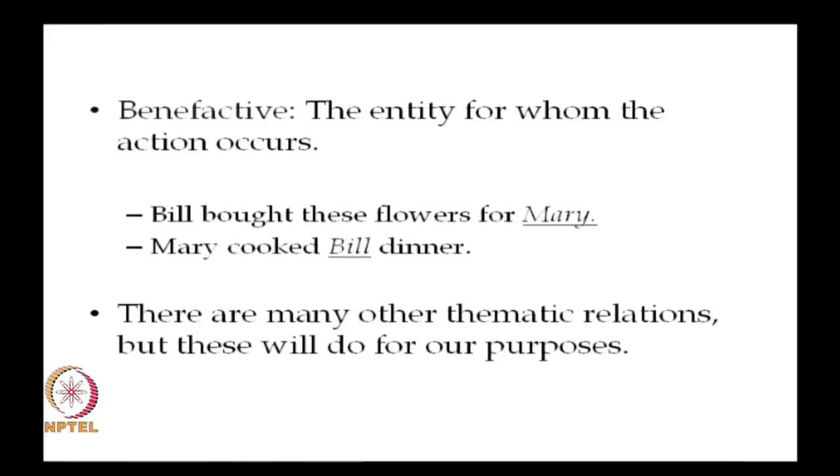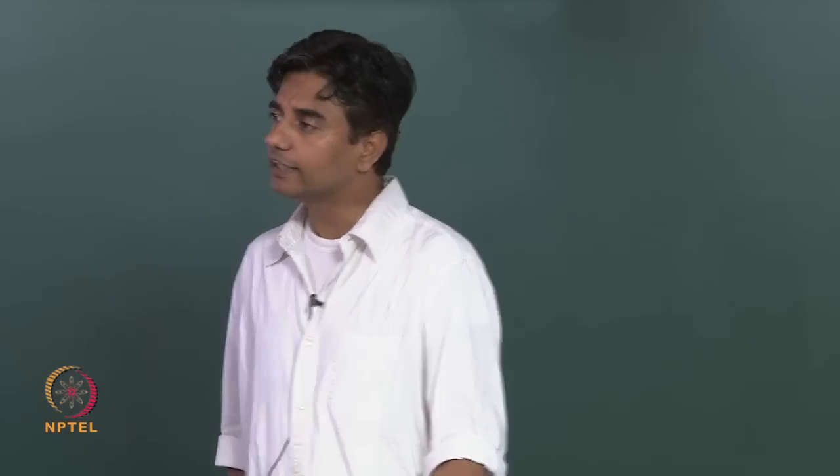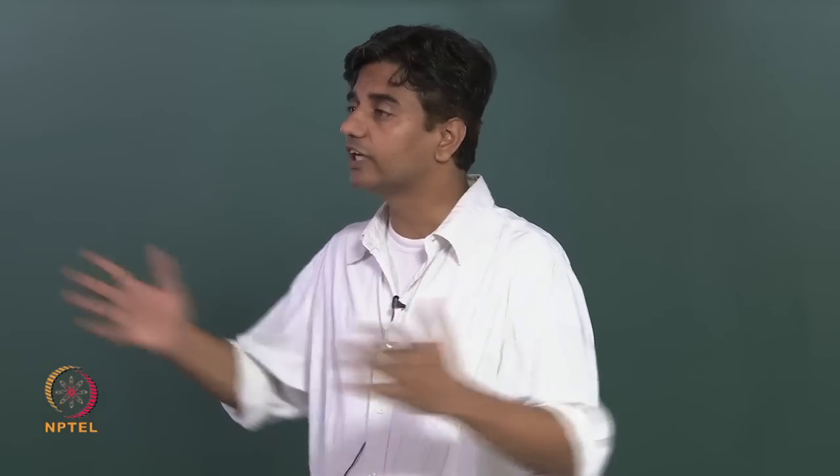And then we have more, like benefactive, the entity for whom the action occurs. Sentences like Bill bought these flowers for Mary. Mary will be a benefactive, will get the benefit of these things. Now again, look at this. This could also be recipient. So these are just the names that we can assign. And if you assign the recipient thematic role to this, it's not really too bad.